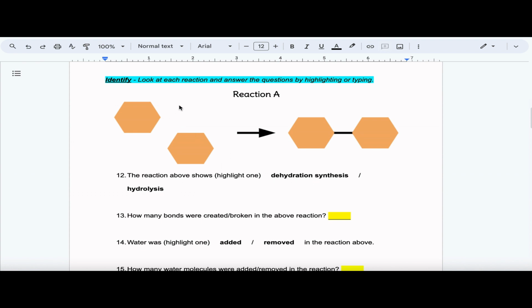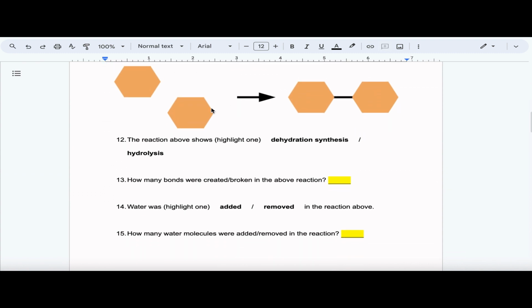So if we look here at reaction A, on the left-hand side, I see two individual molecules. On the right-hand side, I see that they've been joined with a bond. From my notes and practice yesterday, I know that joining molecules together happens by dehydration synthesis. So I'd take my highlighter tool and I'd highlight dehydration synthesis.